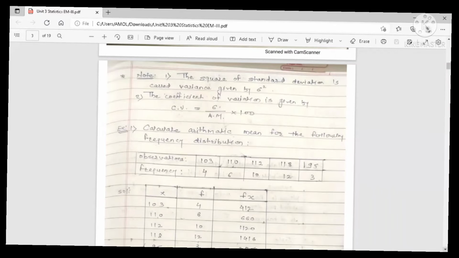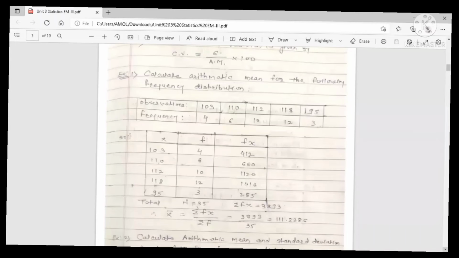Now the example: calculate arithmetic mean for the following frequency distribution. You have to just calculate the arithmetic mean. Now the data is given in the form of a frequency distribution, means it is grouped data. Observations 1, 2, 3, 4, 5 are given, and for these 5 observations, the corresponding frequencies are given here.